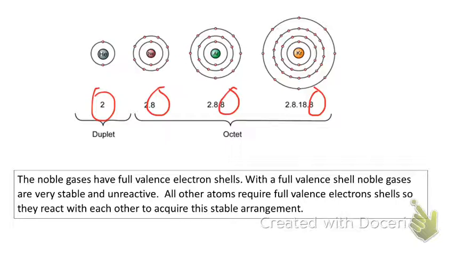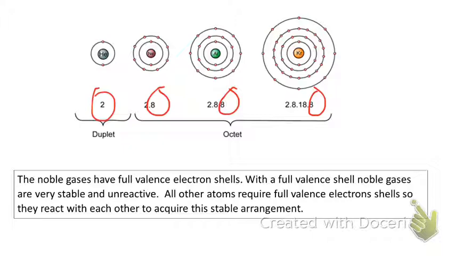So the noble gases have full valence electron shells. With a full valence shell, noble gases are very stable and unreactive. All other atoms require full valence electron shells, so they react with each other to acquire this stable arrangement. In other words, one of the reasons why we call the noble gases noble is because they have achieved this very goal. They already have full valence shells.